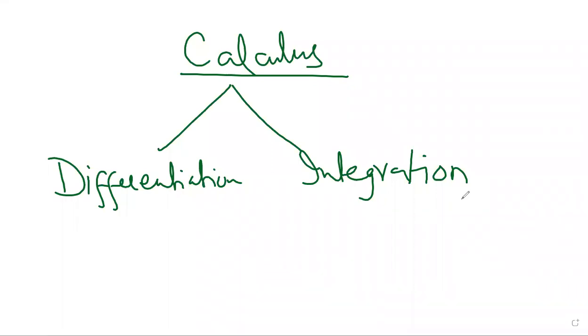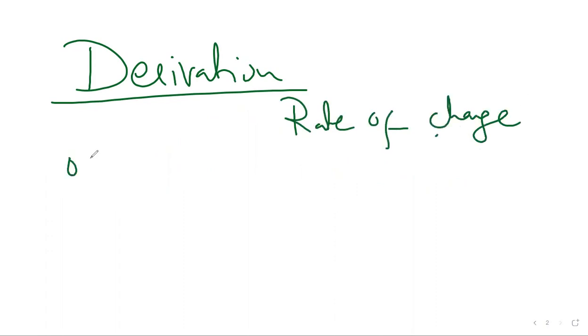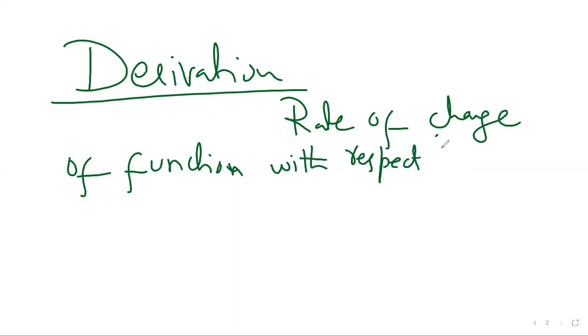In calculus, there are two main topics that we will cover: differentiation and integration. The differentiation, or derivative. Derivative is the rate of change of a function with respect to the variable. With respect to the variable is called derivative.